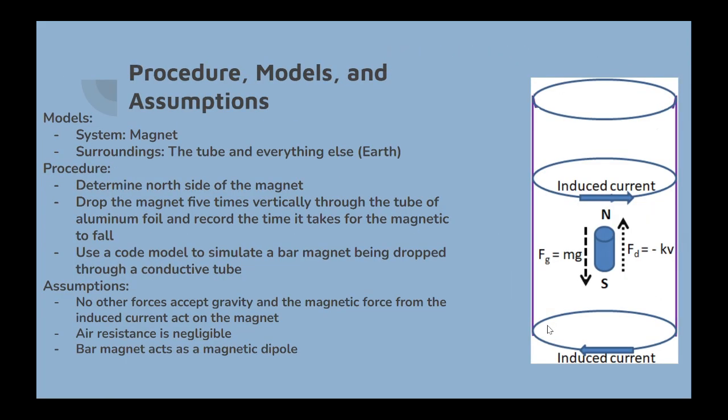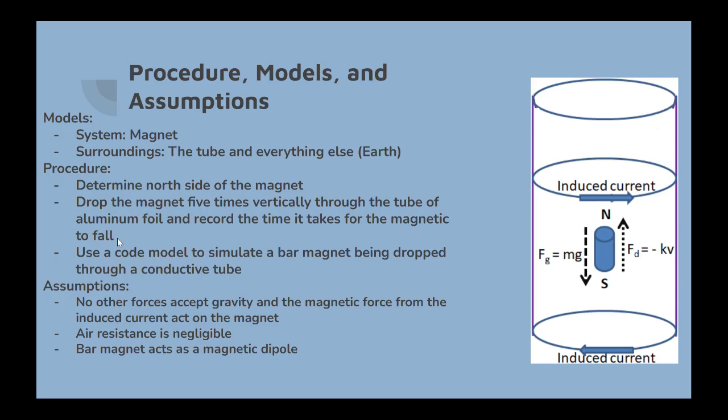Our procedure, we have our system is the magnet and the surroundings are the tube and everything else. Our procedure is we determine the north side of the magnet, drop the magnet 5 times vertically through the tube, record the amount of time it takes for it to fall, and then we use a code model to simulate a bar magnet being dropped and compare the times.